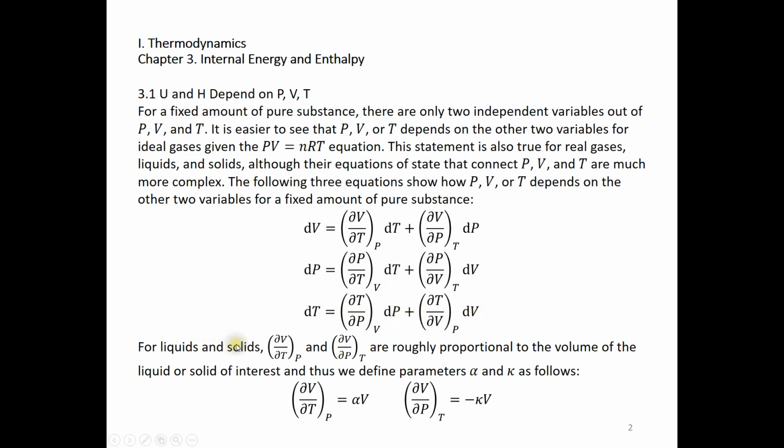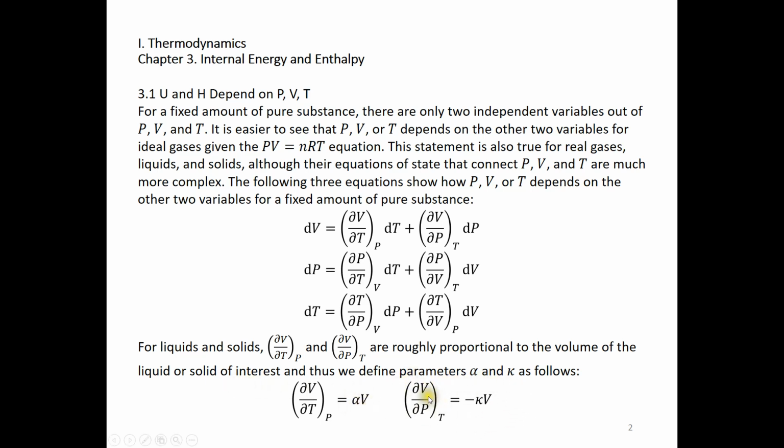For solids and liquids, (∂V/∂T) under constant pressure and (∂V/∂P) under constant temperature are roughly proportional to the volume of the liquid or solid of interest. And therefore, we define two parameters, alpha and kappa, as follows. We say (∂V/∂T) under constant pressure is approximately alpha V. Alpha is roughly a constant for a liquid or solid within a moderate temperature range and a moderate pressure range.